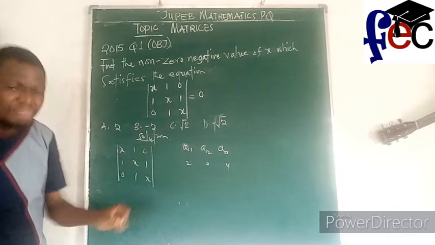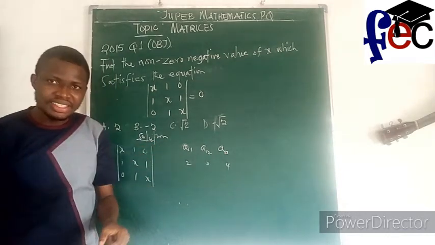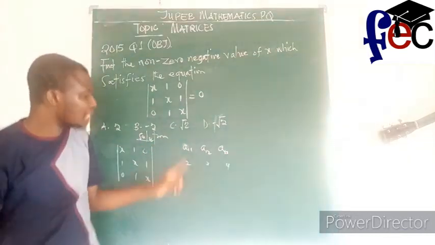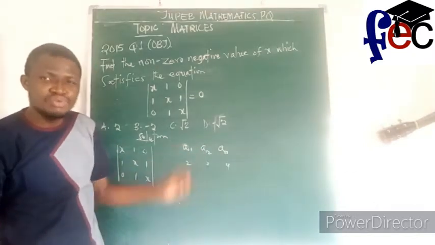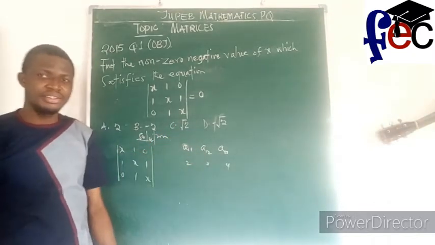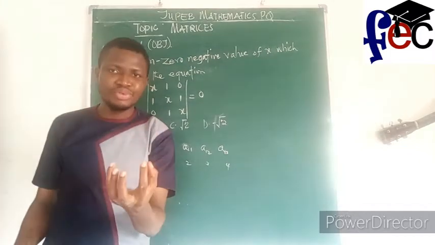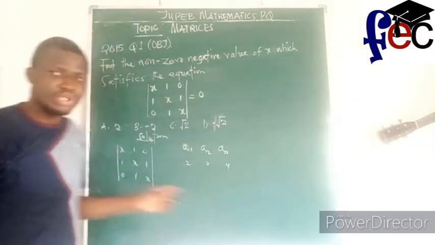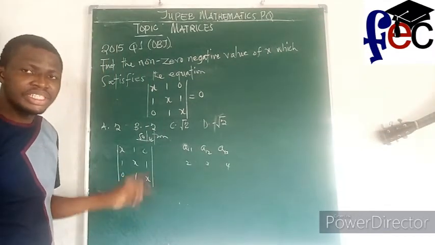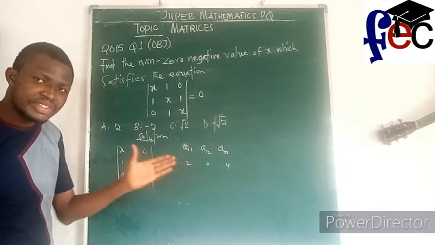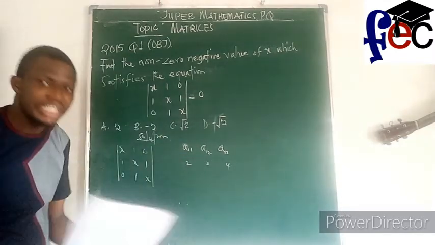So anytime the sum of the position gives you an even number, then you attribute a positive sign to the minor. The moment you attribute a positive sign to the minor, that automatically gives you the cofactor.